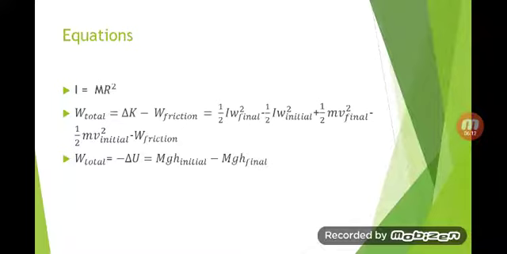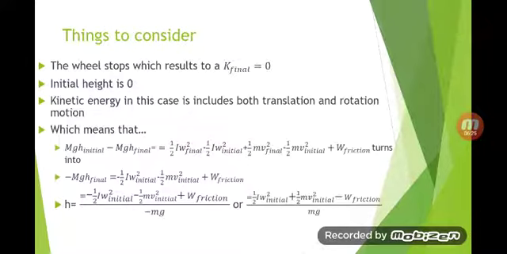Now, with all that said, work total is equal to the change in energy, which is the negative change in energy, which is mgh initial minus mgh final. Now, let's plug that in. The wheel stops, which results in a K final of 0. This means that both translational and rotational energy are equal to 0 because it went to a full stop. That means you can remove 1/2 Iω² final and 1/2 mv² final, which gives us only negative 1/2 mv² initial and 1/2 Iω² initial.